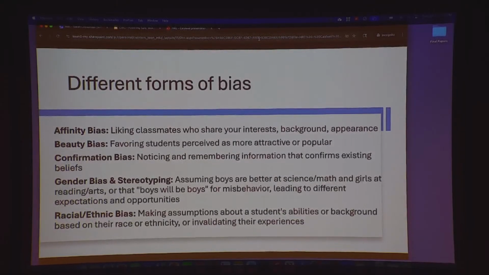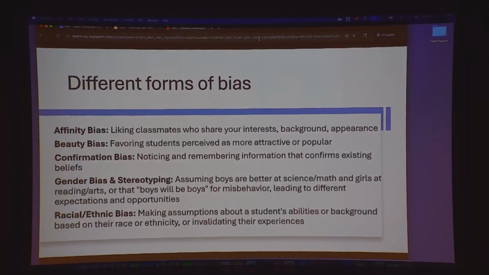Favoring students perceived as more attractive or popular. Confirmation bias, noticing and remembering information that confirms existing beliefs. Gender bias and stereotyping, so examples are assuming boys are better at science or math, or that girls are better at reading and arts, or that quote-unquote boys will be boys for misbehaving, leading to different expectations and opportunities.